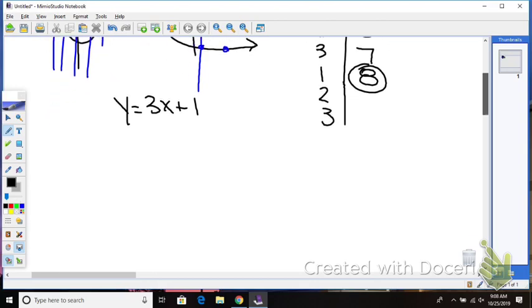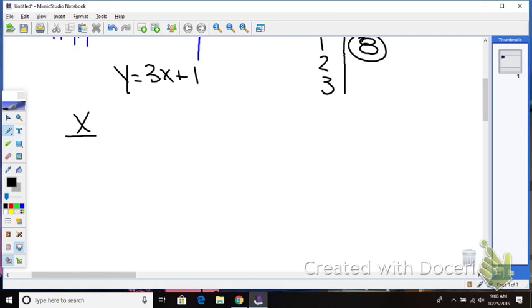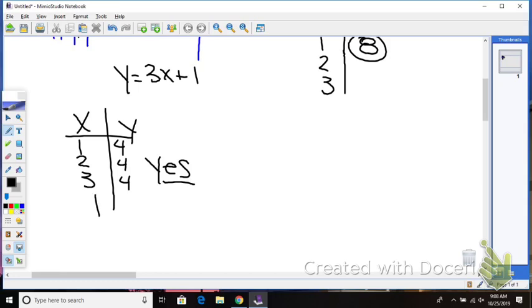But you could have something like this. 1, 2, 3, 4, 4, 4. This is a function because it doesn't matter that it's the same output. It just matters that I didn't plug in a 1 and get a 4 and a 5. So you always have to make sure there's only one y for the x value. So if I wanted to make this not a function, I could put 1 and then output anything other than 4 because I'm now saying that 1 can give me 2 different outputs.